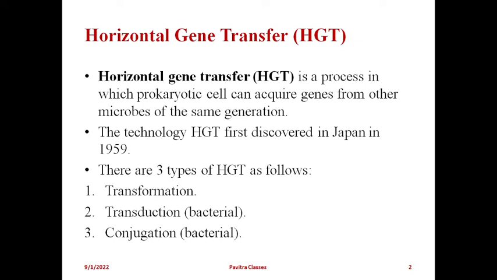There are three types of HGT. One is transformation, one is transduction, and one is conjugation. Transduction and conjugation both occur in bacterial cells. So we will study them one by one.